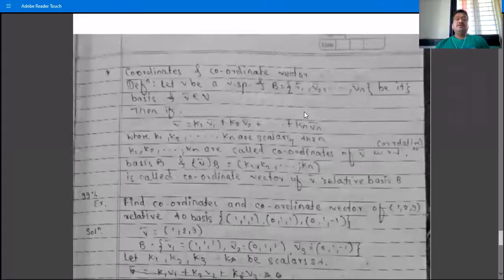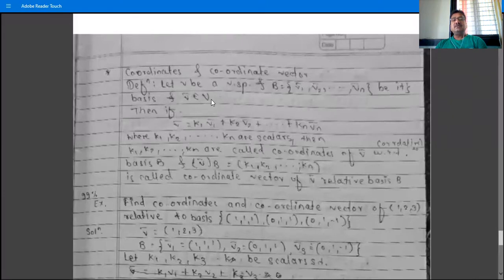Next topic is coordinates and coordinate vector. So, definition: let capital V be a vector space, and let B = {v1, v2, ..., vn} be its basis, and v bar belongs to this capital V, that is, v bar is an element of this vector space V.